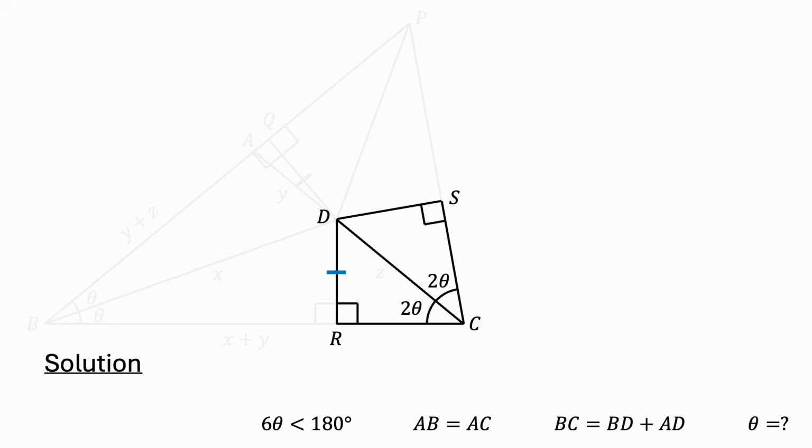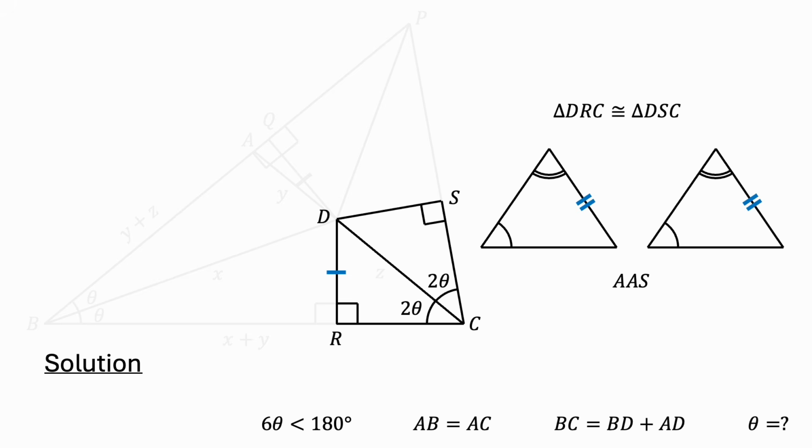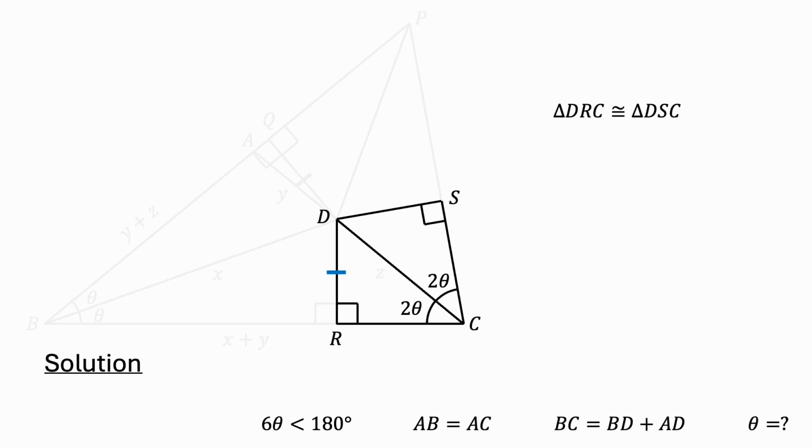Next, consider triangle DRC and triangle DSC. We claim that triangle DRC is congruent to triangle DSC. Since angle RCD equals angle SCD equals 2 theta, angle DRC equals angle DSC equals 90 degrees, and CD is common to both triangles, the two triangles are congruent by AAS. Since DS and DR are corresponding sides in congruent triangles, we have DS equals DR.